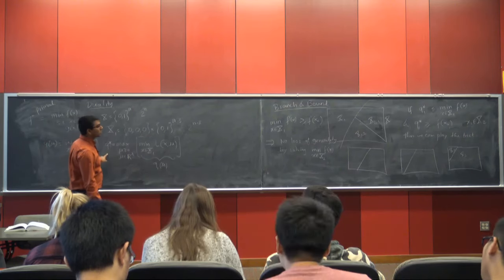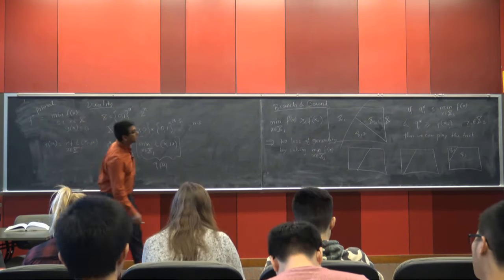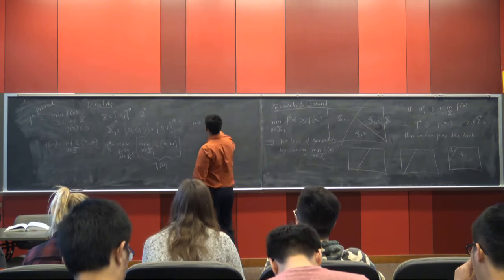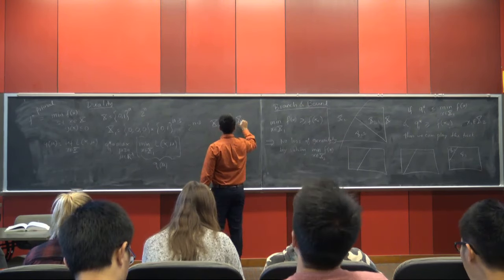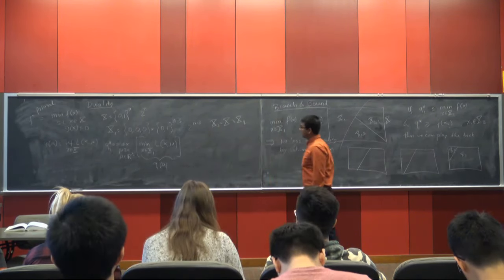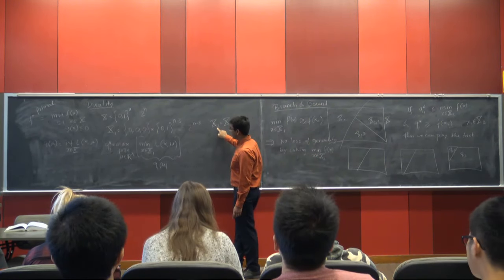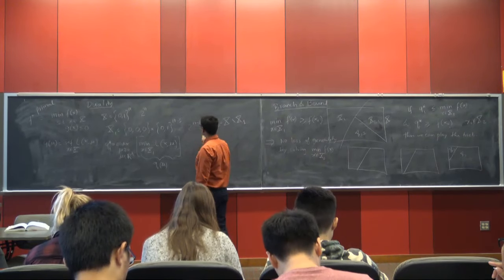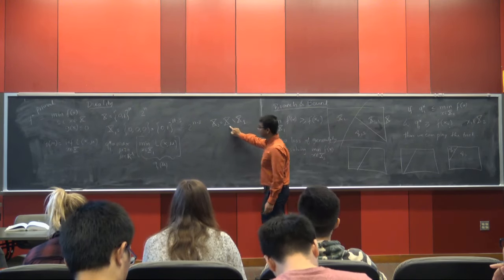And I want to show what? That this Q1 star is greater than or equal to f of x2. So I pick some x2, where x2 is x minus x1. So I pick some x2 in X2, and then I have to show that this Q1 star is greater than or equal to the function evaluated at x2.